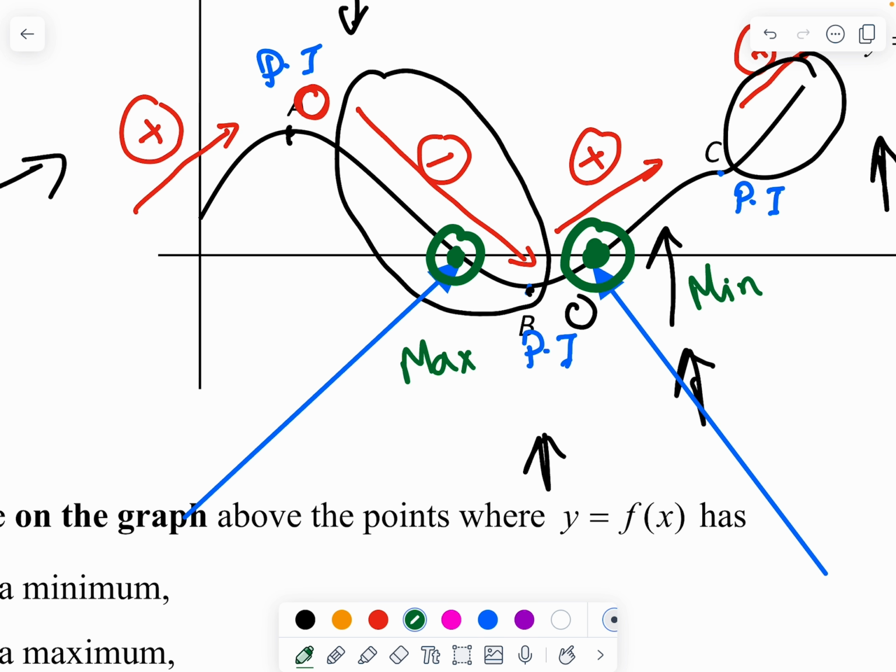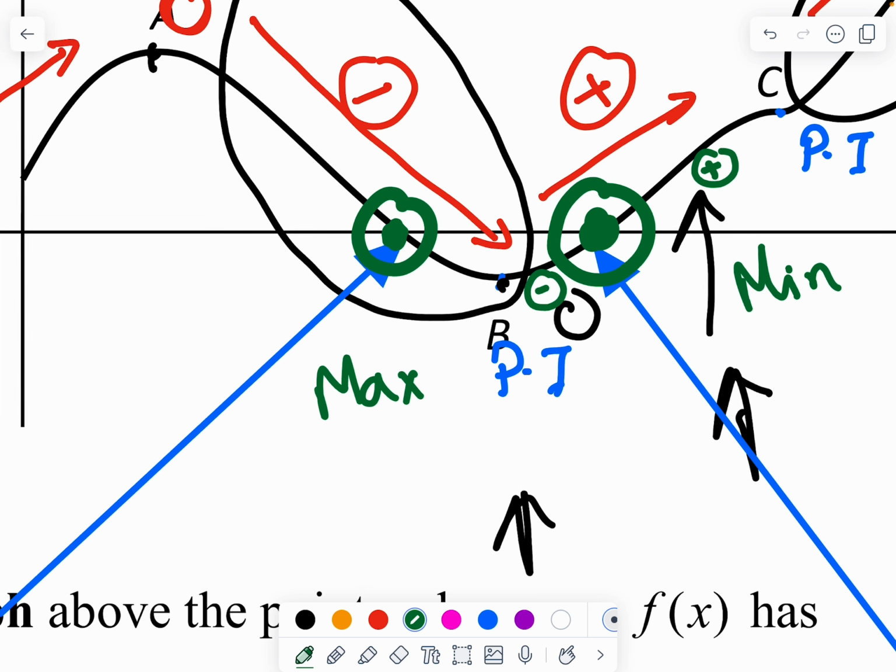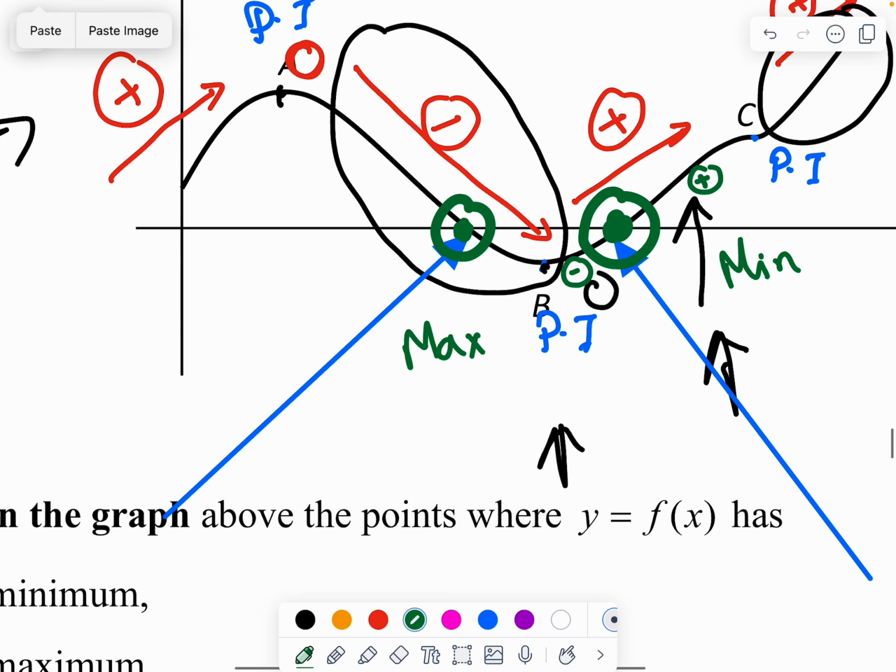Why is it like that? Because the slope, if I go for the slope, this one was a negative value of the slope, and this is the positive value of the slope, and it is 0. Negative, 0, and positive. So it happens at the minimum point. Therefore, that's going to be the minimum point.